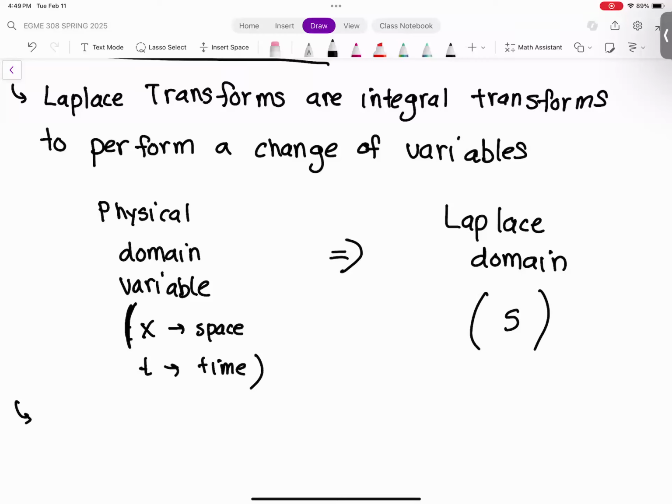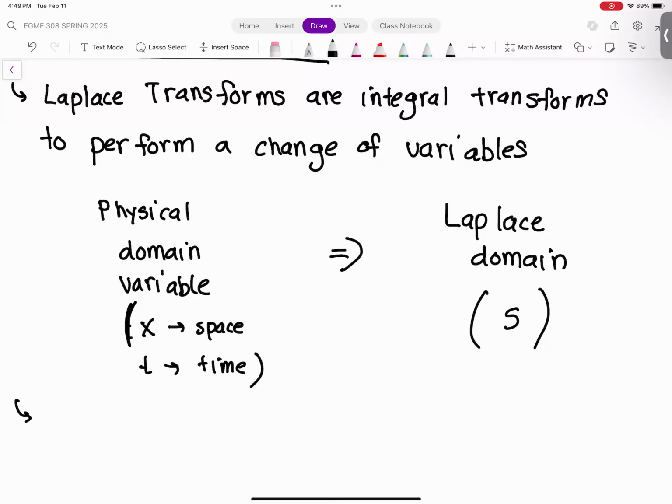Okay. The idea with the Laplace transform is to basically make certain problems easier to solve, or to make some problems solvable that weren't solvable before. In particular, Laplace transforms were designed to help us solve differential equations.